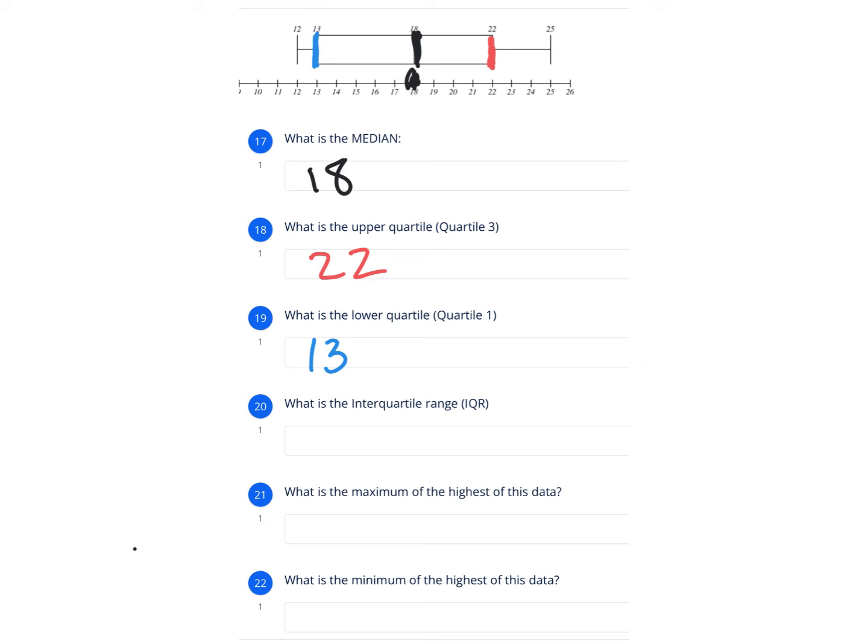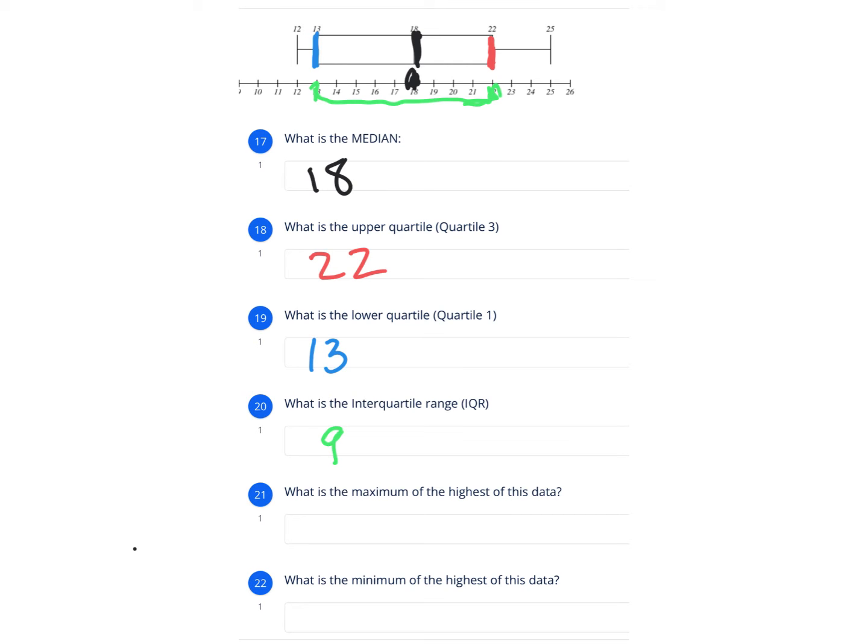Okay, now the range, interquartile range, we've done that on the other side of this test. You just subtract those two. So 22, take away 13. So you're trying to find how far apart or how long that box is. Okay, so it looks like it's 9 numbers apart on mine because 22 minus 13 is 9.